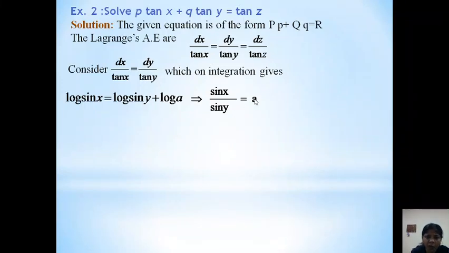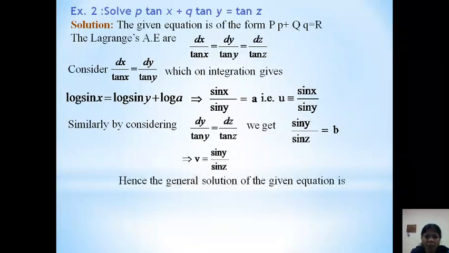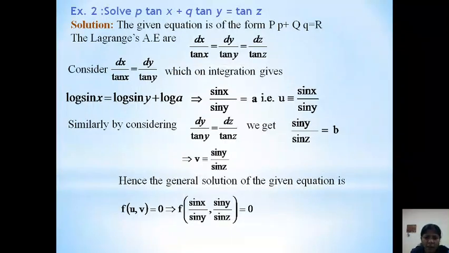Okay, so now we have this arbitrary constant on one side. Right, so we will write first solution, leave this constant. So what you will have? You will have u equal to sin x by sin y. Similarly, by considering say second and third fraction, I will get the solution on a similar line, that is v equal to sin y by sin z. Therefore the general solution is given by f of u, v equal to 0, where u is sin x by sin y, v is sin y by sin z. In this way we get the solution.